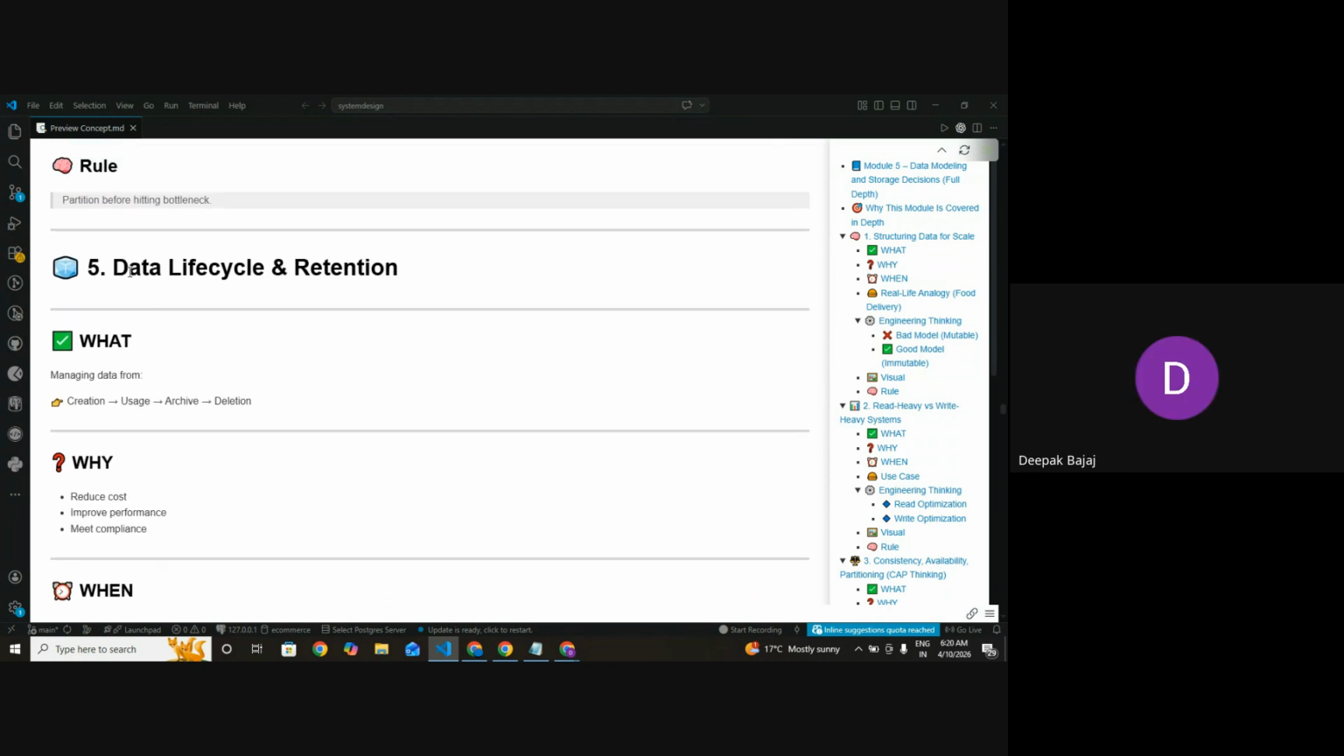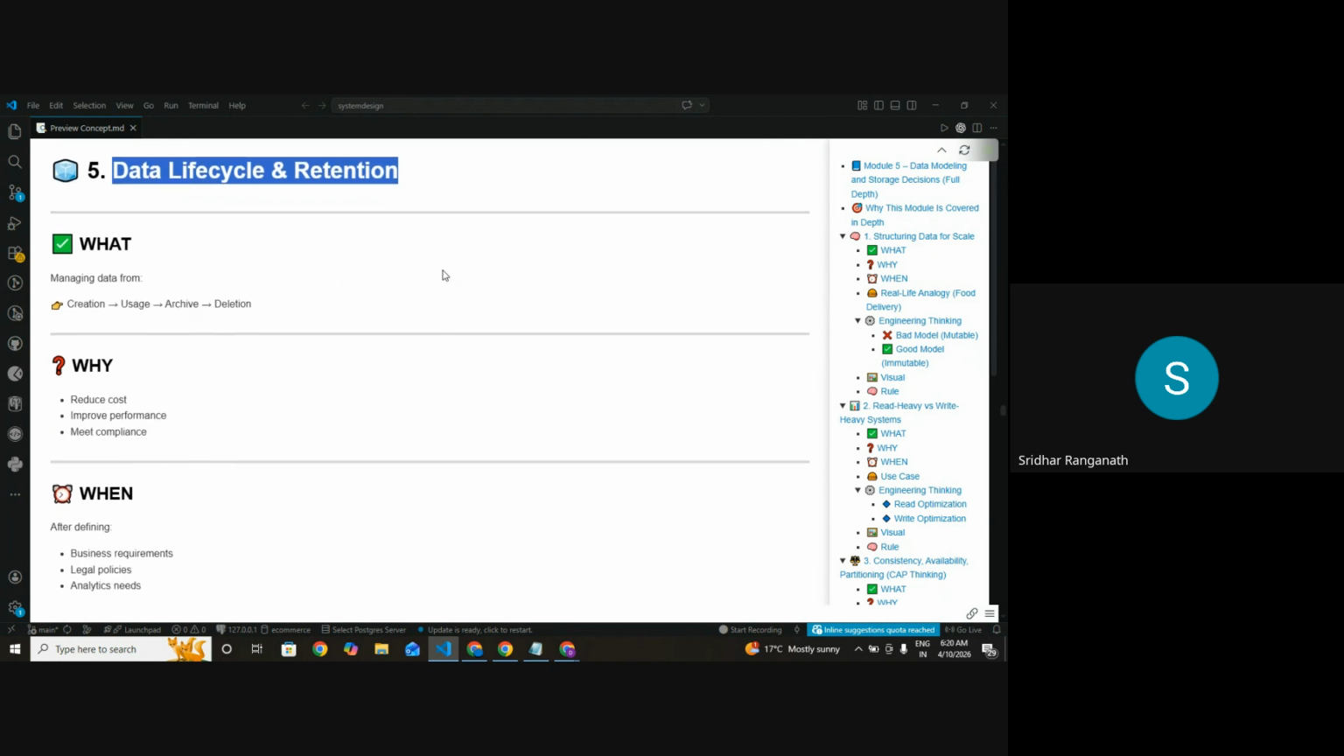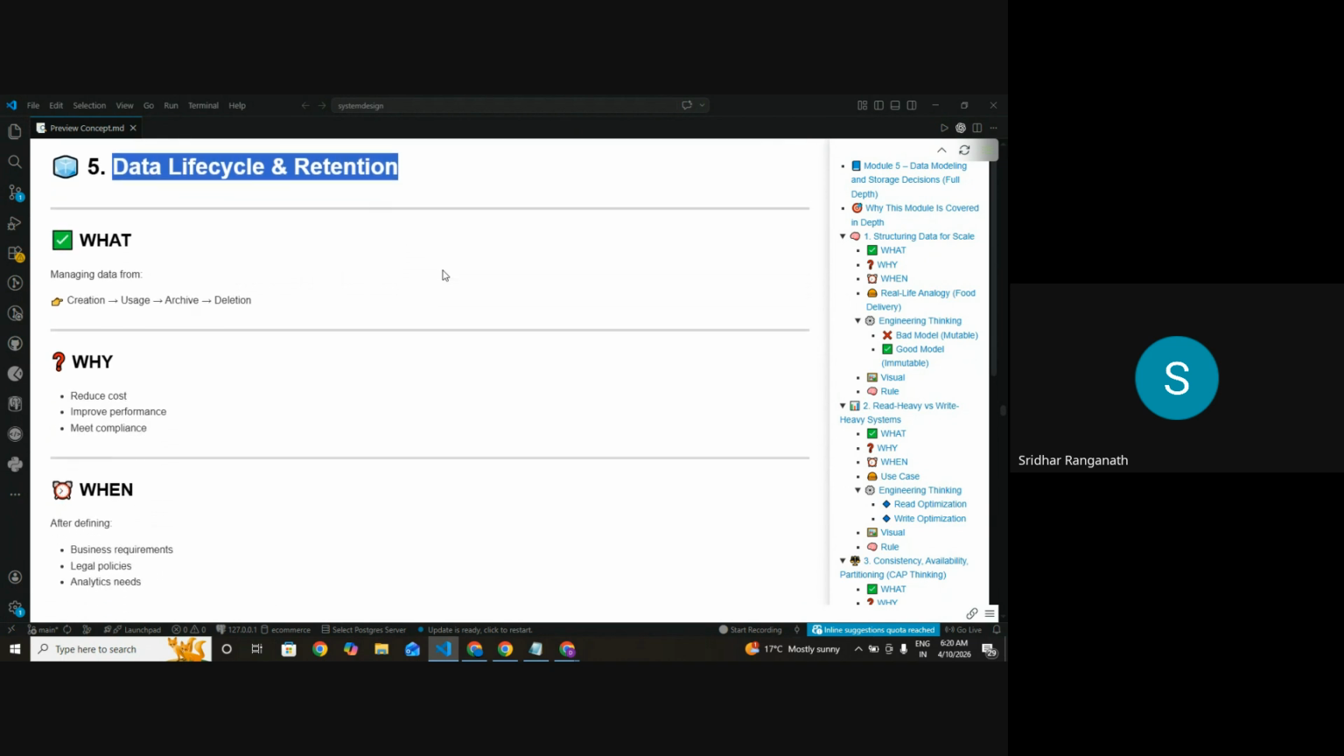Okay, now data lifecycle and retention. What do you understand from this? Creation, usage, archive, deletion. Beautiful.